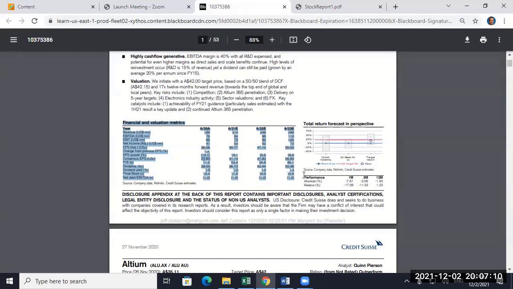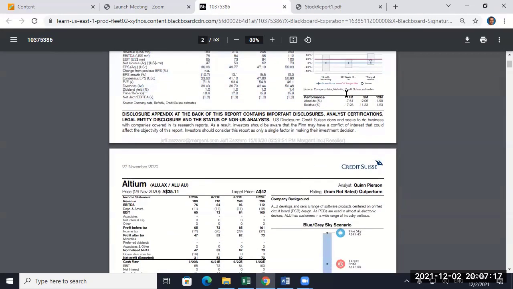I don't know what this is. Anybody know what that is? Performance, 1M, 3M, 12M, relative. I don't know what that is. Yeah, that's really strange. Months. That's 1 month, 3 months, 12 months. 17% under relative performance for the first. So that's their 1 month return, 3 months return, 12 months. Okay, boy. I'm thinking 1 million.